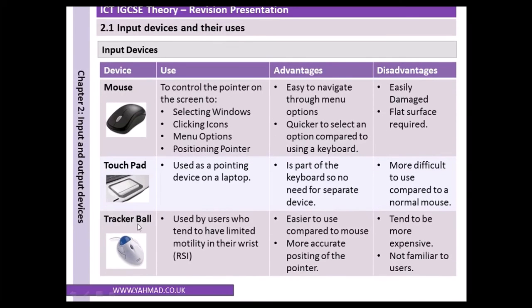So the tracker ball is also a pointing device. It's used by those who have limited mobility in their wrists. It's easier to use compared to a mouse because you're not having to move it. You're simply using your fingers to control the ball at the top of the tracker ball to move the cursor on the screen. So it's more accurate positioning of the pointer. The disadvantage of the tracker ball is it tends to be more expensive and is not familiar to a typical user.